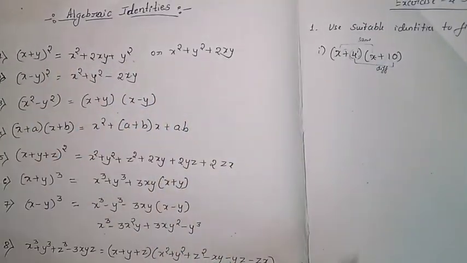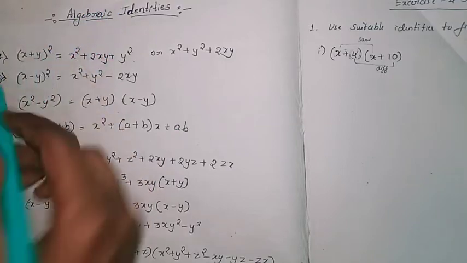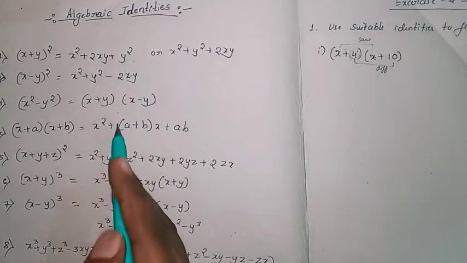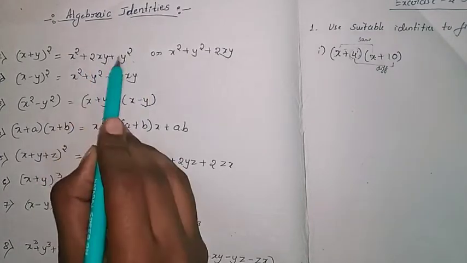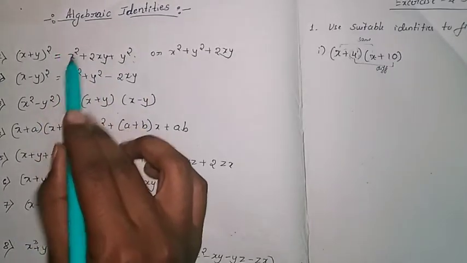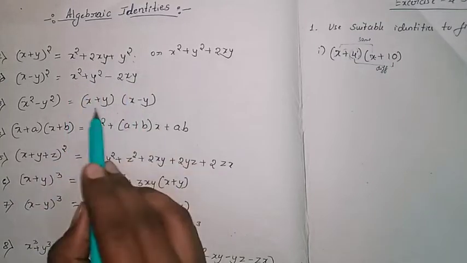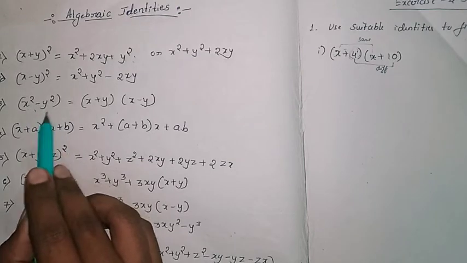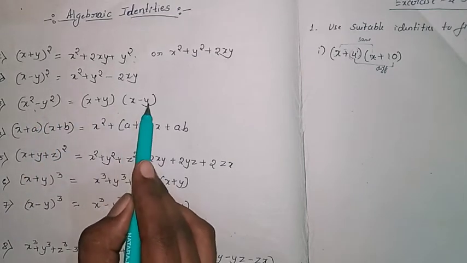So here you can observe only one bracket is there, so it gets cancelled. You have to observe the RHS side also. Here you can observe three terms are there, so this is not the formula, and this is also not. Here you can observe only two brackets are there in this formula, that is x square minus y square, where x plus y and x minus y.